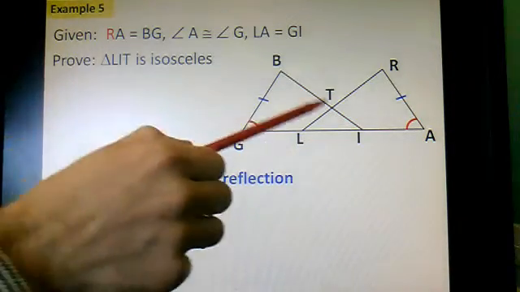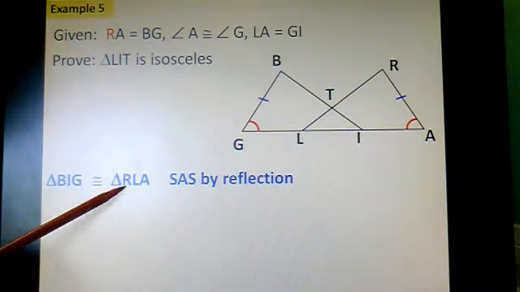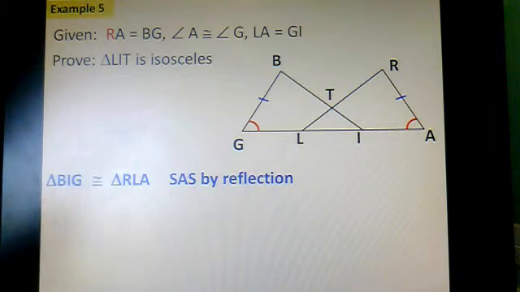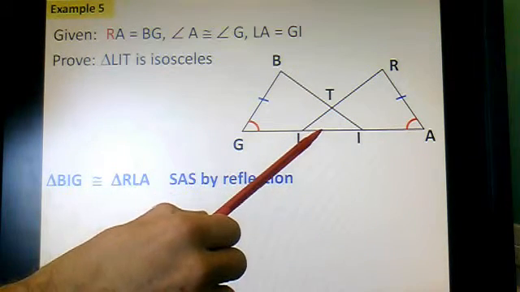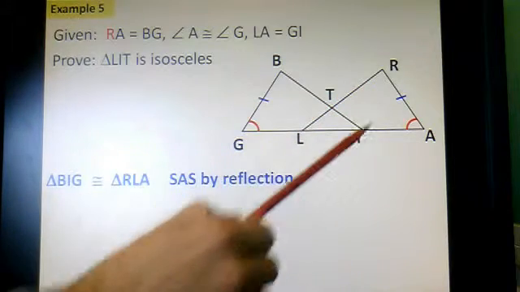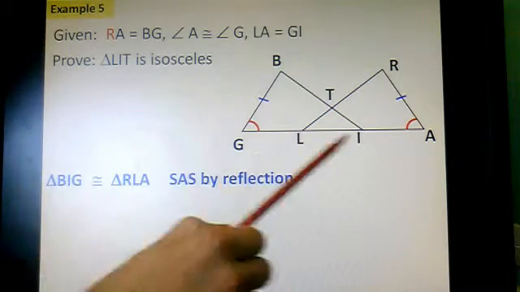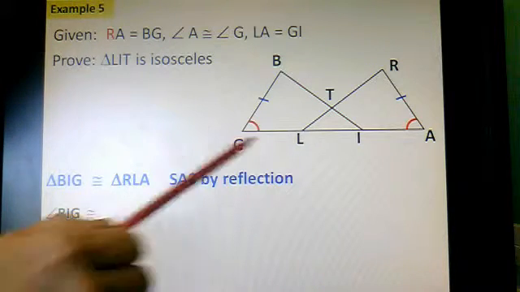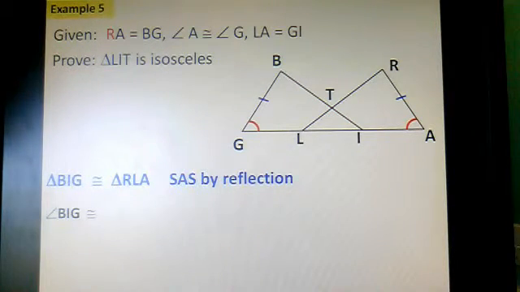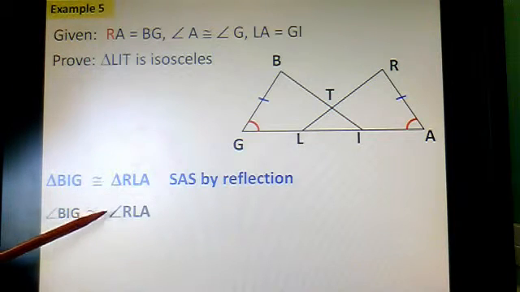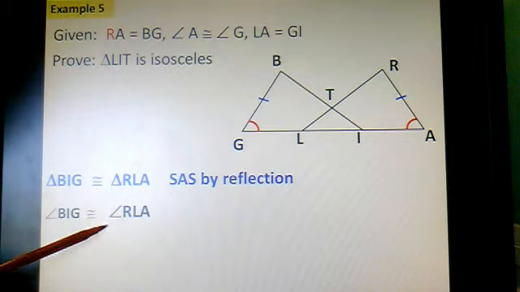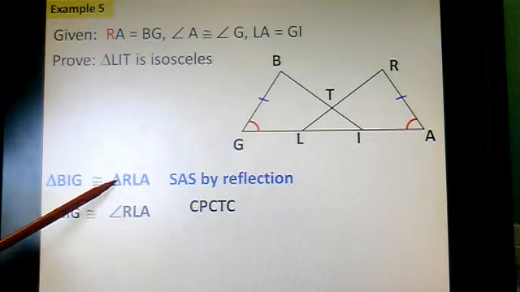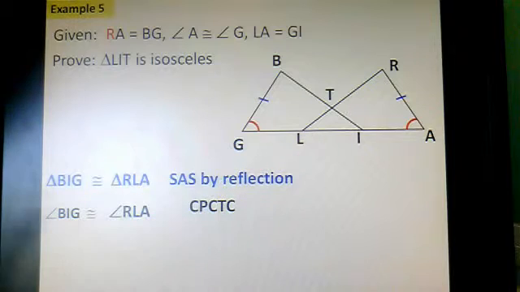You can't get there directly because LT is not a side of this triangle. TI is not a side of either of these triangles. However, this angle here is a part of this triangle, and this angle over here where I is, is a part of this triangle. So you could go with angle BIG, this angle here, congruent to angle RLA. And notice the symbols are different on here. There's an angle symbol, there's a triangle symbol. Clearly these are parts of those triangles. So clearly we could use corresponding parts of these congruent triangles to get two angles congruent.